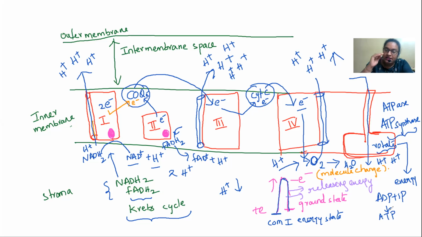Because when the complex, by receiving the electron, comes to a higher energy level, it loses that electron to one of the electron carriers. This emits energy. That energy is used to pump the proton from the complexes, from the stroma side to the top, the intermembrane space, and this is going to result in the accumulation of the protons in the intermembrane space, thereby increasing the concentration gradient.